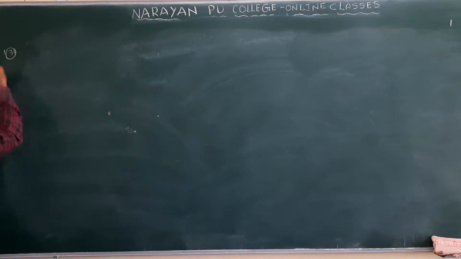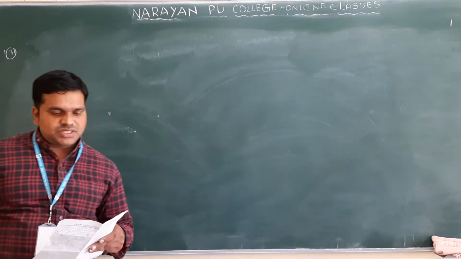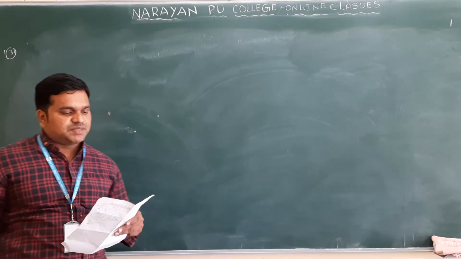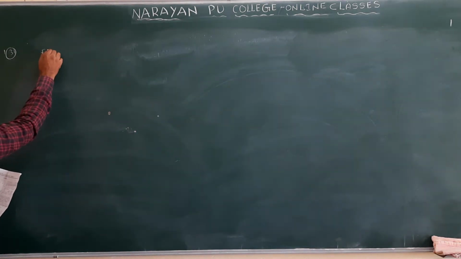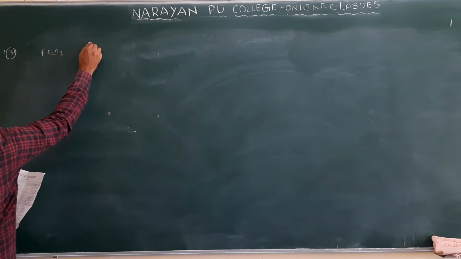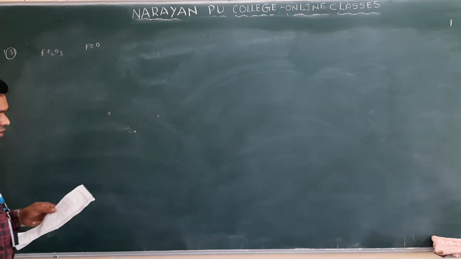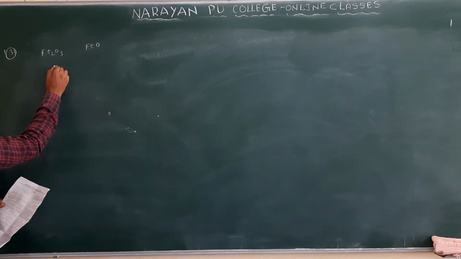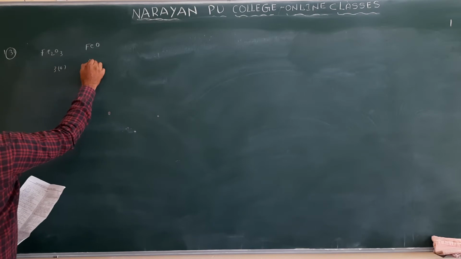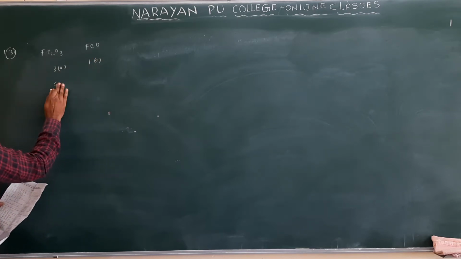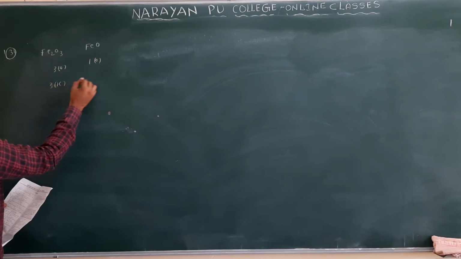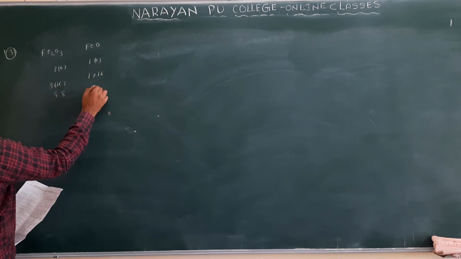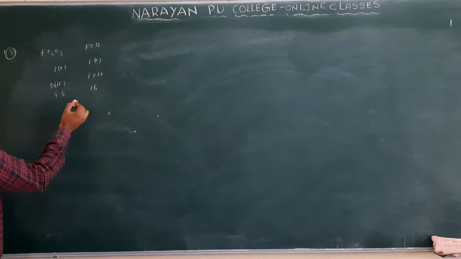See question number 31. The weight of oxygen in 1 mole each of Fe2O3 and FeO is in the simple ratio of? They ask about the ratio of oxygen only. Here in Fe2O3 there are 3 oxygens, and here in FeO, 1 oxygen. What is the weight? 3 into 16, and here 1 into 16 only. This is 48 and this is 16 only.